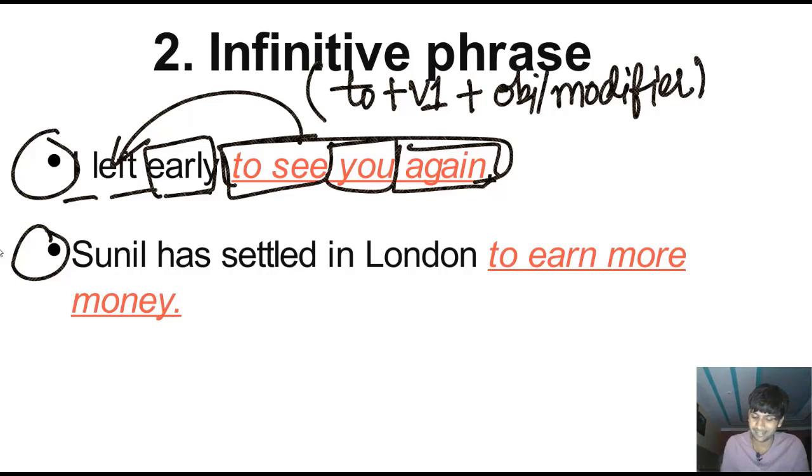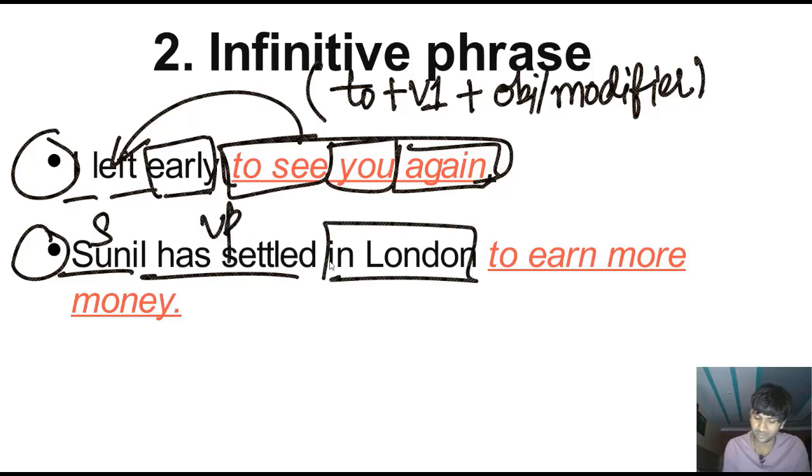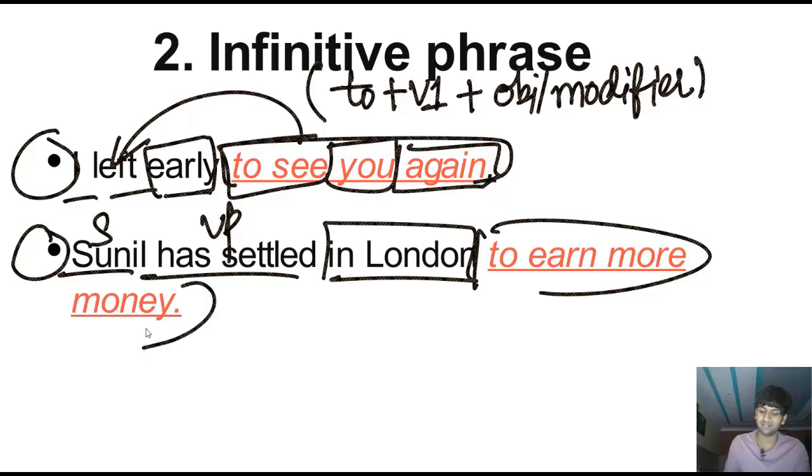Sunil has settled in London. Sunil has settled, subject, verb phrase, in London, prepositional phrase. This is another adverbial phrase. Settled where? In London. Why? To earn more money. All right. So this is an infinitive phrase, to earn, infinitive, more money, object, right?